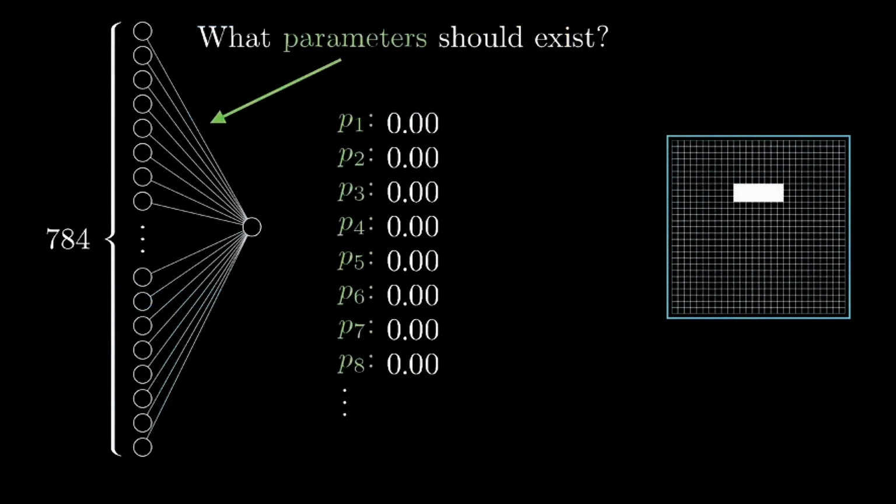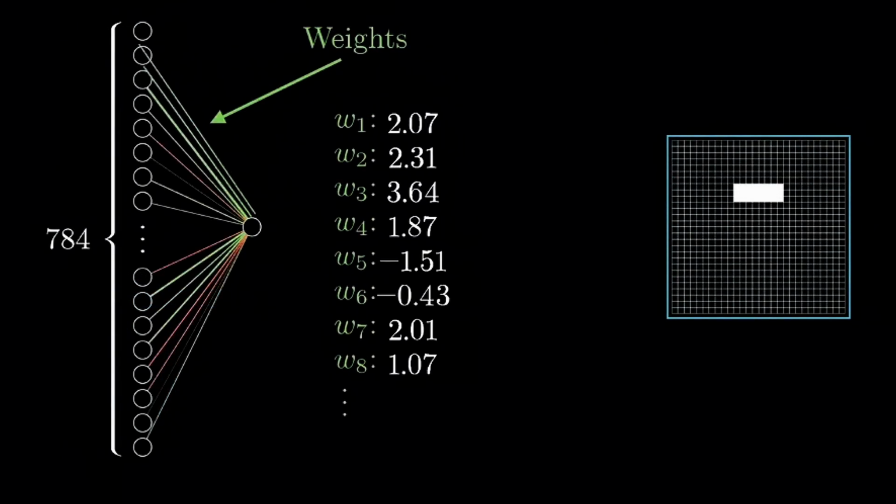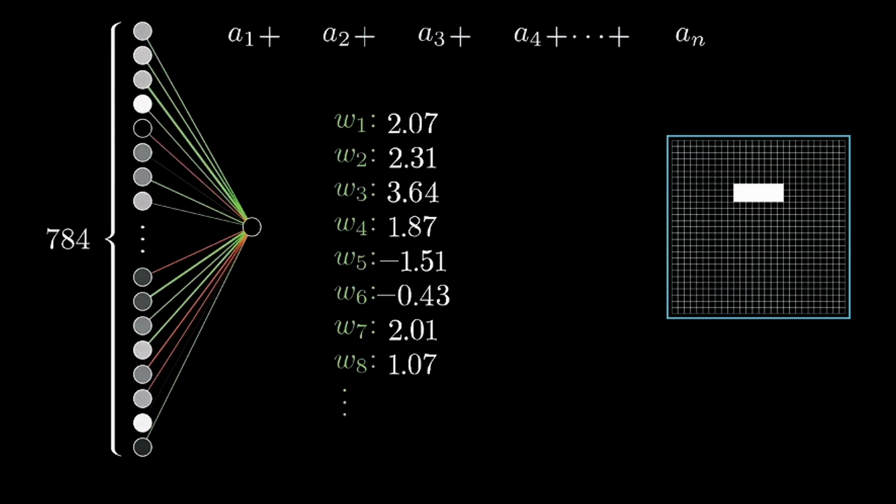Well, what we'll do is assign a weight to each one of the connections between our neuron and the neurons from the first layer. These weights are just numbers. Then, take all of those activations from the first layer and compute their weighted sum according to these weights.